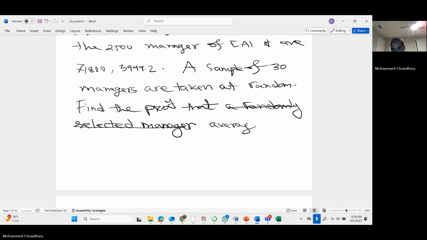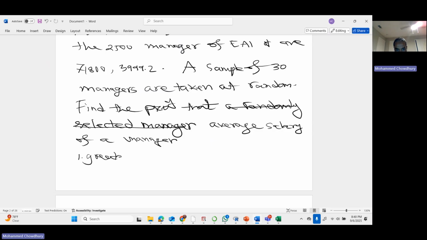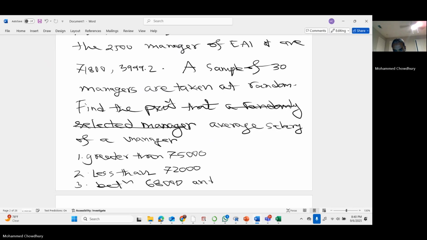Find the probability that the average salary of a manager is greater than 75,000, less than 72,000, between 68,000 and 72,000.